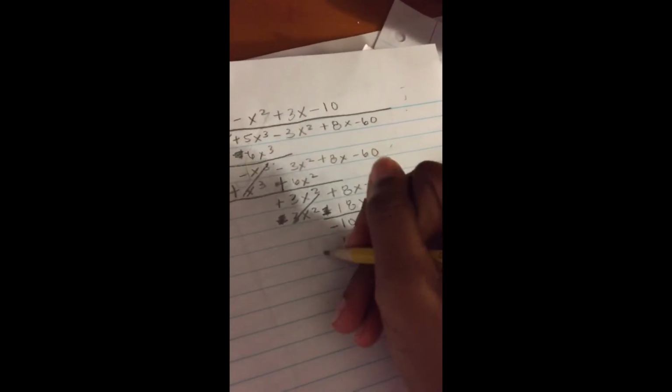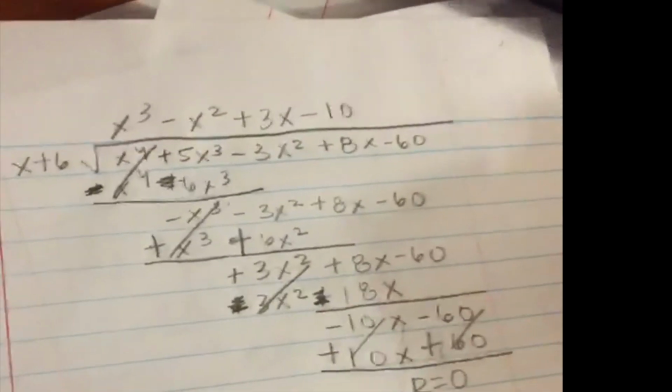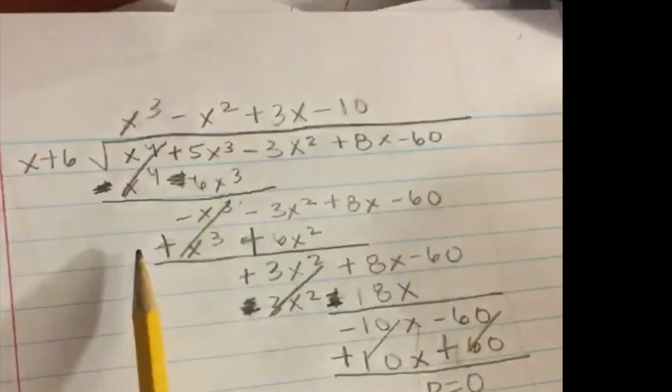How many times does x go into negative 10x? So it would be minus 10, and 10x plus 60. So these would be negatives, but we have to turn them into positives. This term cancels out, this term cancels out, and you're left with a remainder of 0. Although the long division method is very thorough and you can see every step, I prefer to use the synthetic method because it's a lot quicker.